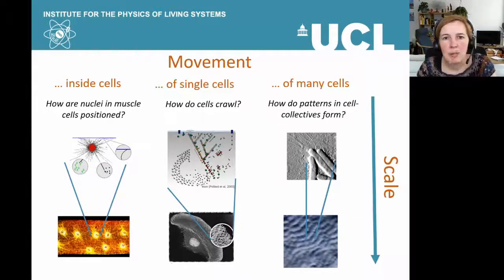And in the third example, the movement of collective cells, you see in the lower picture bacterial colonies. So these are called myxobacteria. They live in the earth, and they form wave-like patterns.